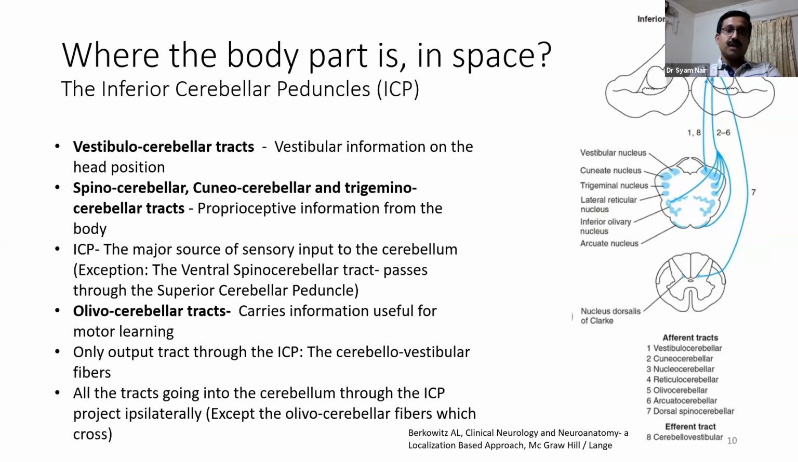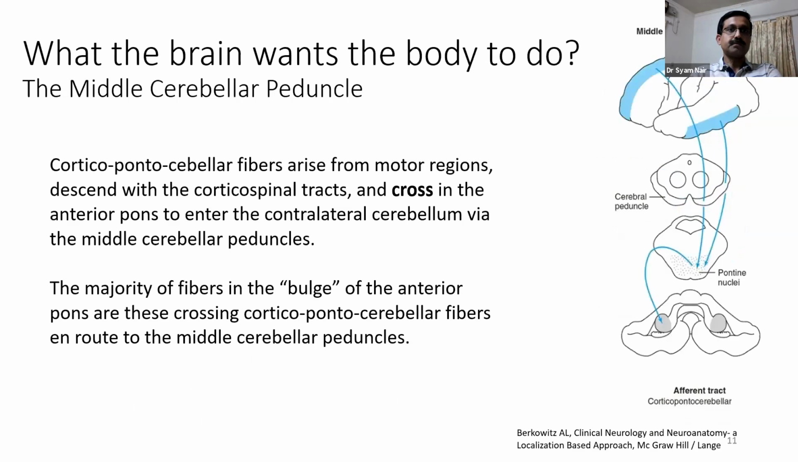All the tracts going into the cerebellum through the inferior cerebellar peduncle project ipsilaterally. The only exception is the olivocerebellar fibers, which cross. From the opposite inferior olive, the olivocerebellar fibers reach the cerebellar hemisphere. Next is the middle cerebellar peduncle.